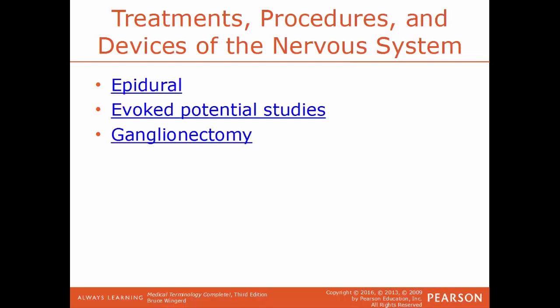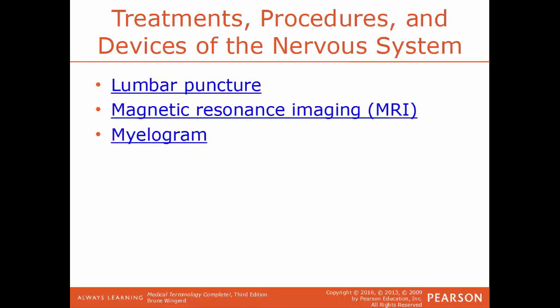Our next term here, ganglionectomy. This is the surgical removal of a nerve ganglion, a cell body of a neuron. Lumbar puncture is another term for a spinal tap. It's called that because the area of the spine that is punctured is the lumbar region of the spine, your lower back area, and your spinal cord is being punctured in order to draw out some of the cerebrospinal fluid.